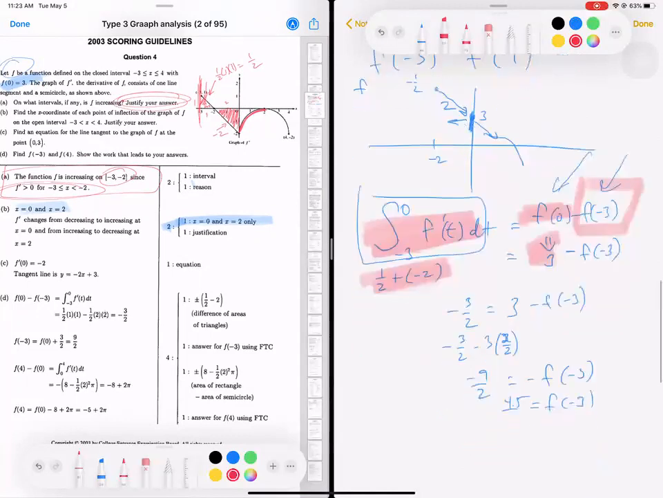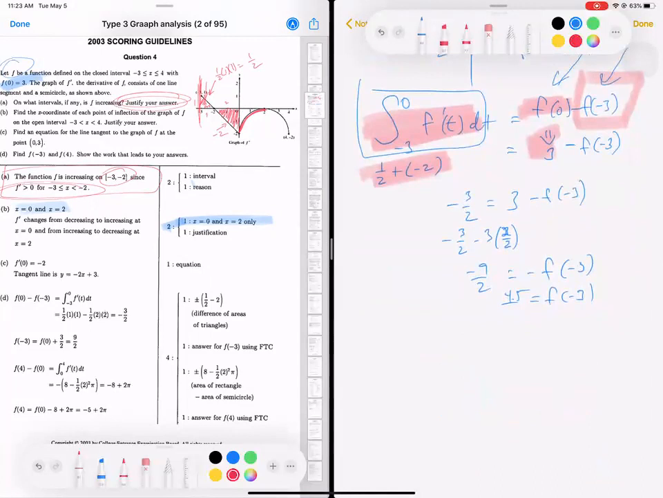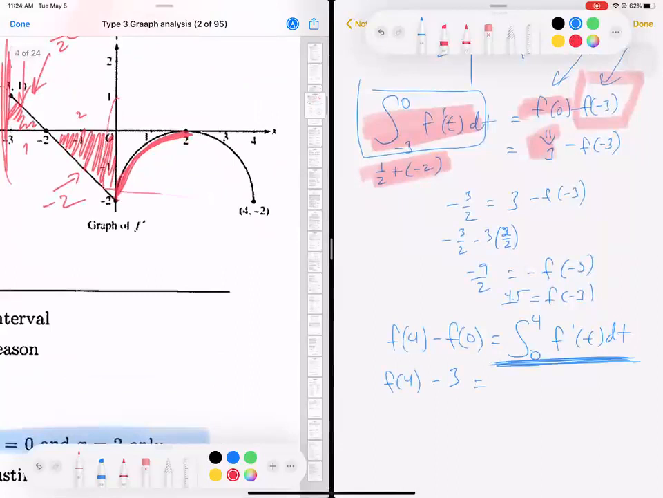The second part, finding f of 4. So if we write f of 4 minus f of 0, we can rewrite this as the integral from 0 to 4 of f prime of t dt. We know f of 0 is going to be 3. We're looking for f of 4. And then we can find the area between 0 and 4. Looking here, between 0 and 4, that is the upper part of a circle.